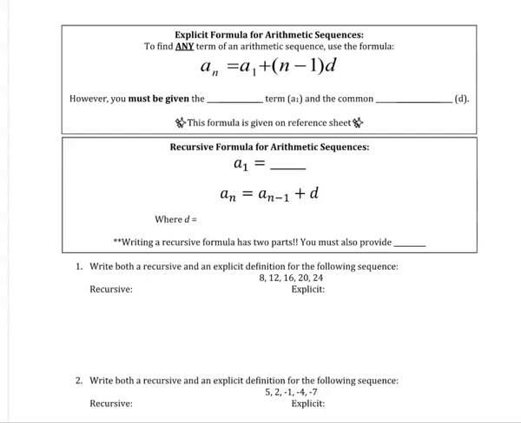So, formulas for arithmetic sequences. First is our explicit formula, which is this. Which, fun fact, is actually given on your reference sheet for this course, which means I'll give it to you for your test as well. A sub n represents any term, but a sub 1 is representing your first term. And d is representing the common difference.